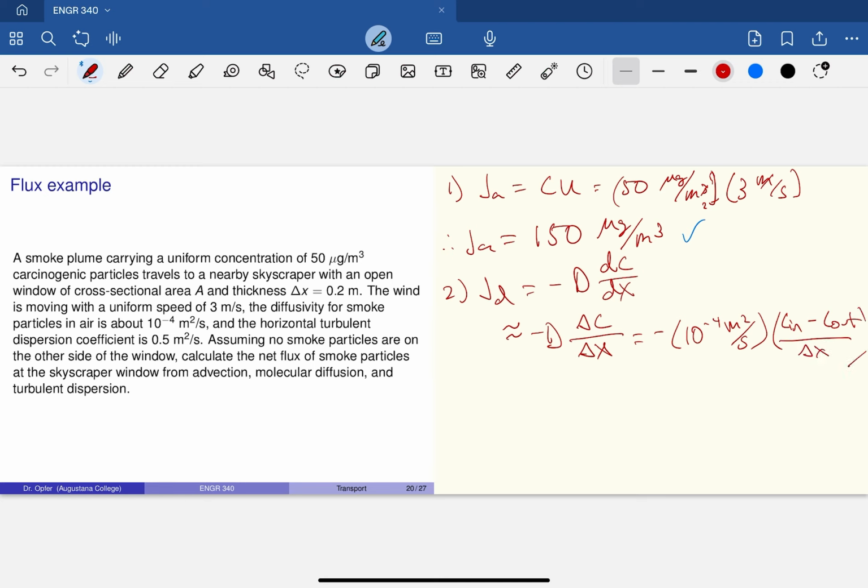Now this is equal to meters squared per second times C in. Assuming we don't have any smoke particles on the other side of the window, then this is just 0 micrograms per meter cubed. Our outside concentration is 50 micrograms per meter cubed, and delta X is 0.2 meters.